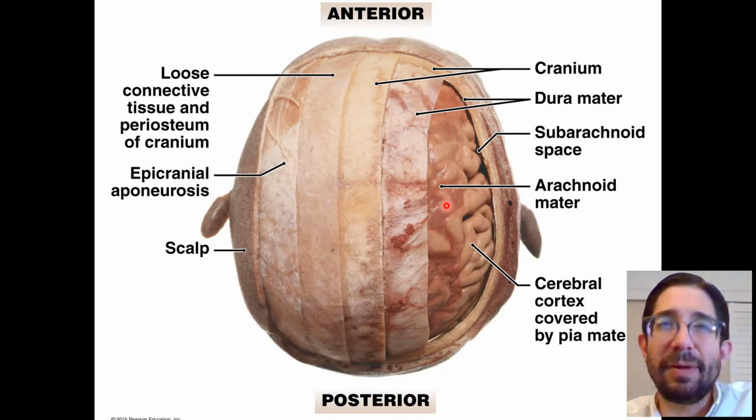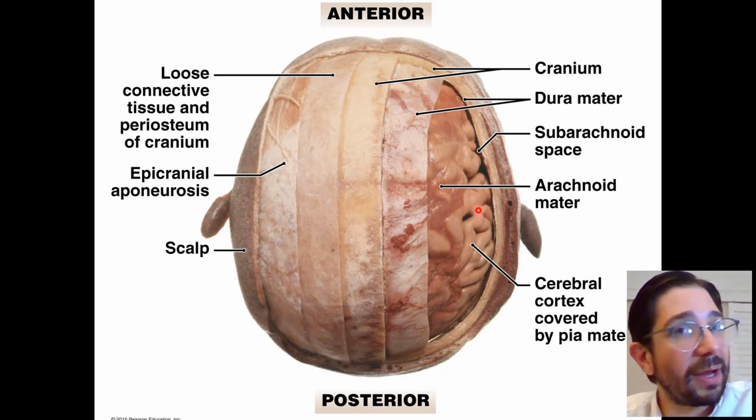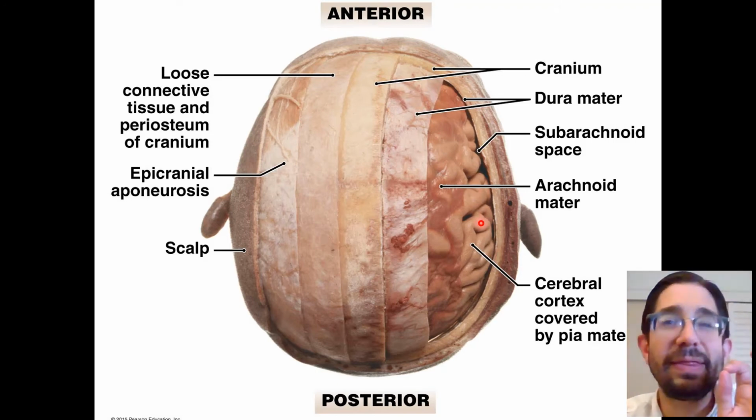There's that arachnoid mater. And then if you peel that off, you see what just looks like brain, but we have that super thin pia mater, this invisible layer. It's such a thin layer, it's just invisible to our eyes. And that's following every little one of these bumps and grooves, these gyri and sulci.